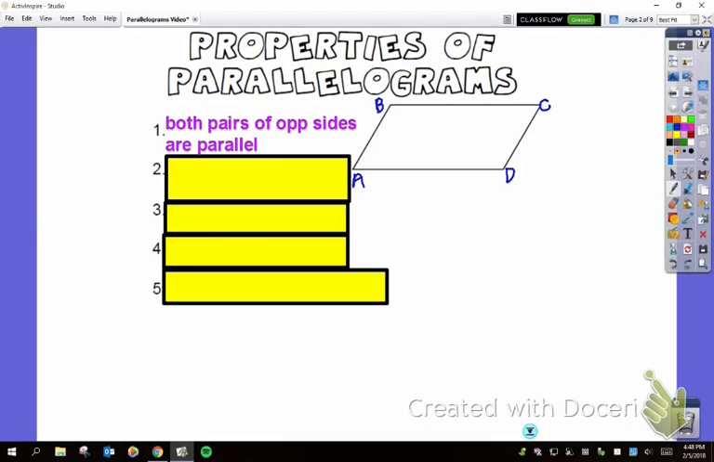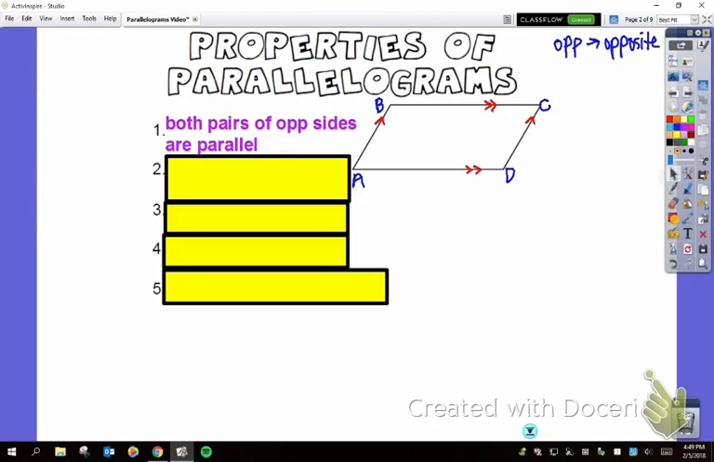Now I'm going to use OPP to mean opposite so that we can cut down a little bit of writing. So what are we talking about here when we say opposite sides are parallel? Well, opposite sides have to be across from each other. So one of our opposite sides, BC, is going to be parallel to AD, our other opposite side at the bottom. Now our other pair of opposite sides is going to be CD and AB. Now remember, we use the arrows to mark that we have parallel sides.